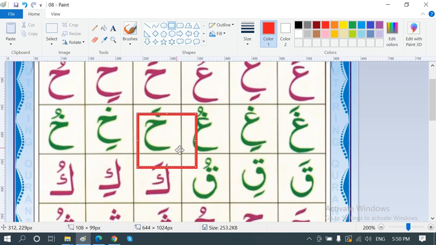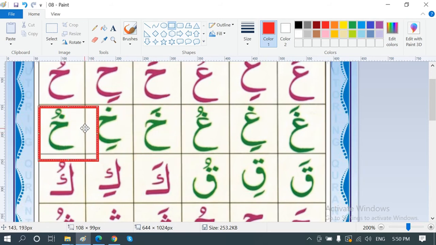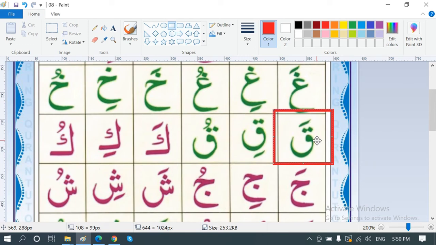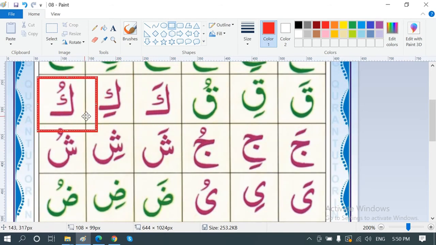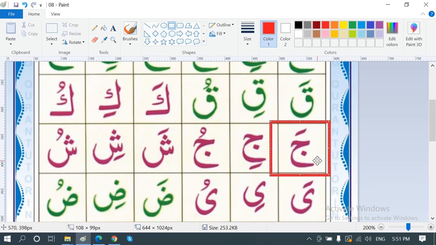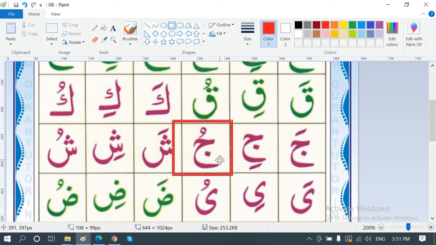around, ghu. Kha fatha kha, kha kasra khi, kha dhamma khu, kha, khi, khu, without spellings, and with hija, with spellings. Qaf fatha qa, qaf kasra qi, qaf dhamma qu. Kaf fatha ka, kaf kasra ki, kaf dhamma ku. Jim fatha ja, jim kasra ji, jim dhamma ju.